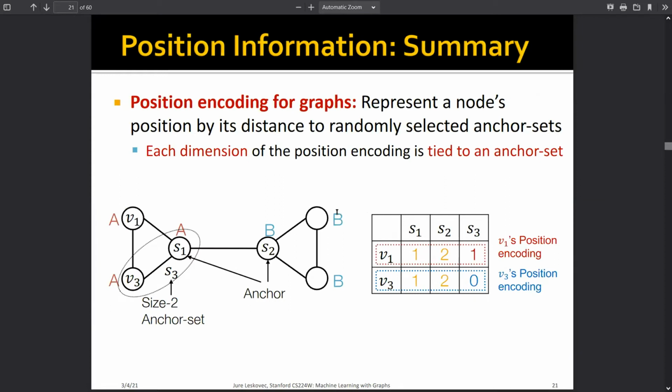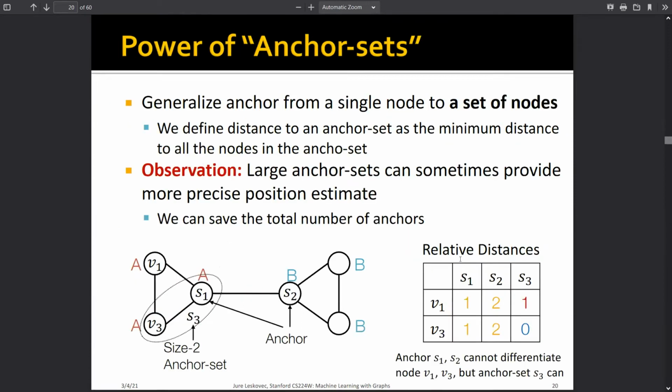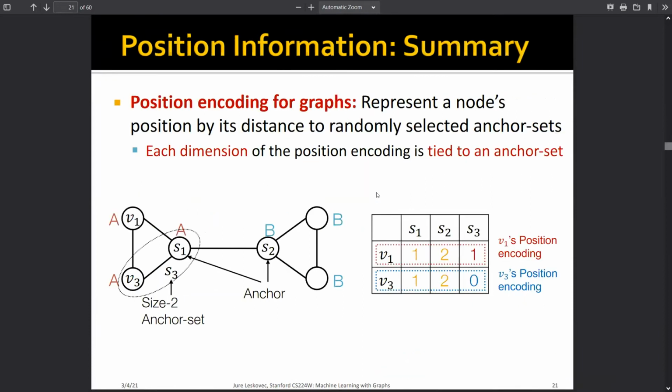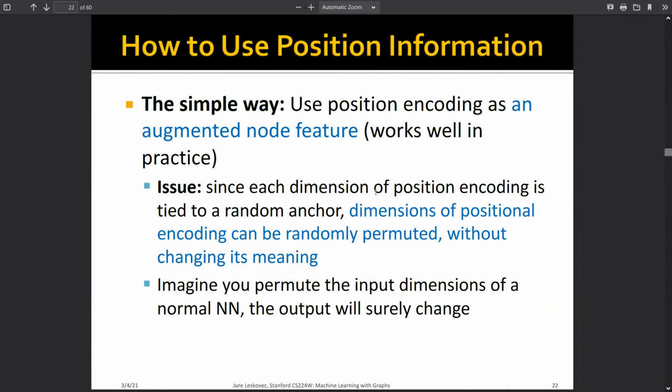Represents node in randomly anchor sets. Each dimensional position encoding is tied to an anchor set. Well, it doesn't actually, but maybe it gives you slight benefits. I think he talks about it, but I don't remember what it is. So are you talking about why we are taking a total large number of anchor sets? Yes. Well, no, why anchor sets versus anchors, right? Okay. I think he mentioned it somewhere about position correspondent augmented node feature.